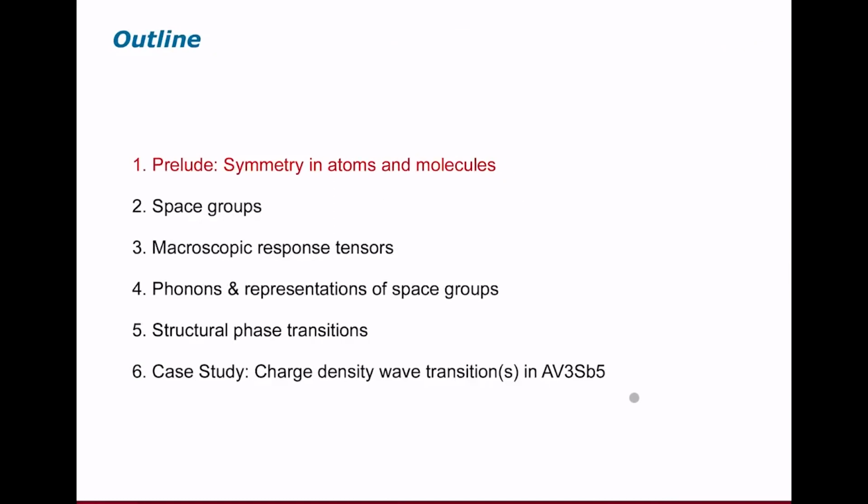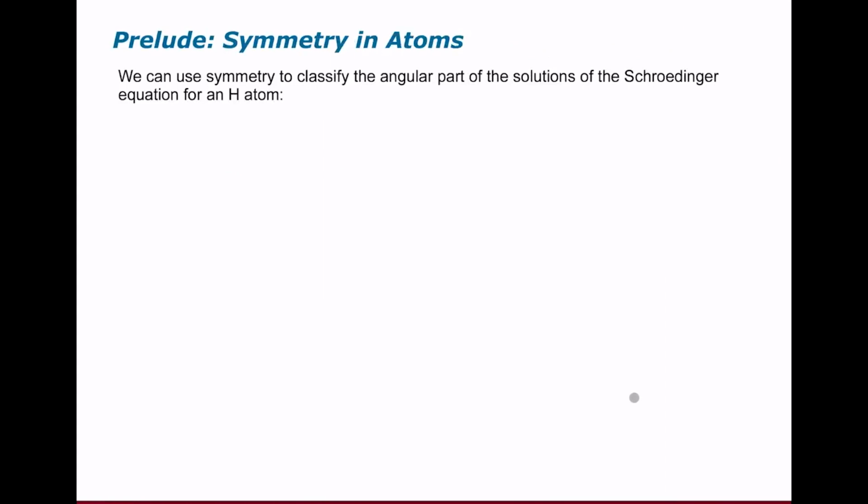Okay. So let's start with the symmetry in atoms and molecules. Now, let's imagine one of the simplest quantum mechanical systems we learn in undergrad, the Schrödinger equation for a single hydrogen atom.